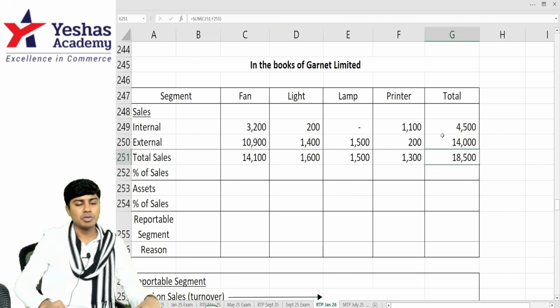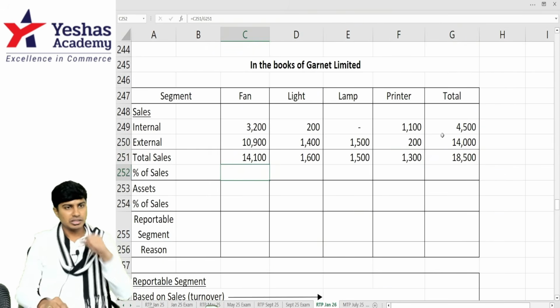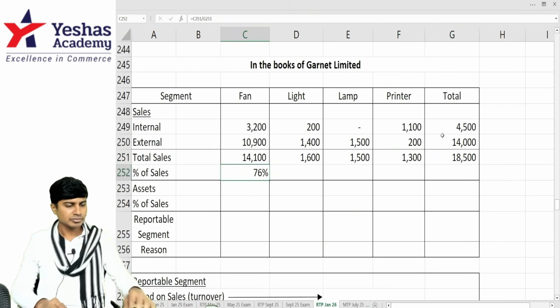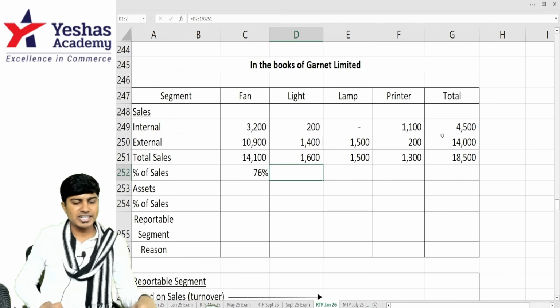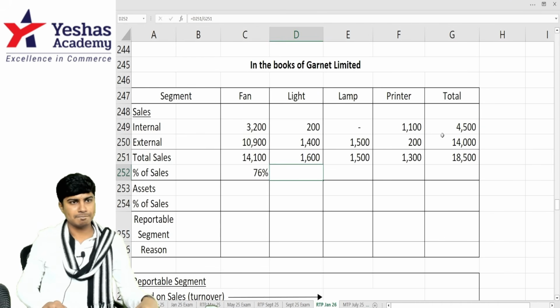Now identify the percentage. 14,100 by 18,500: 76%. 1,600 by 18,500.